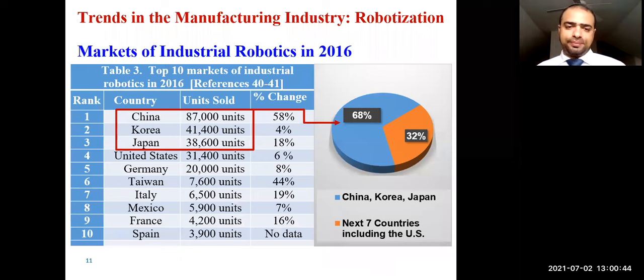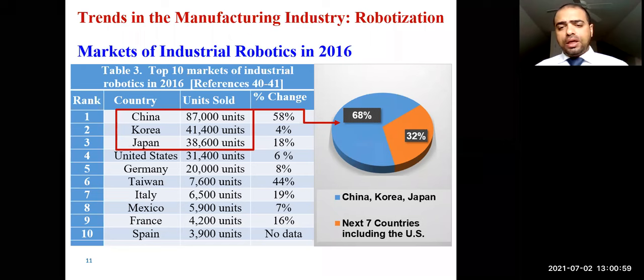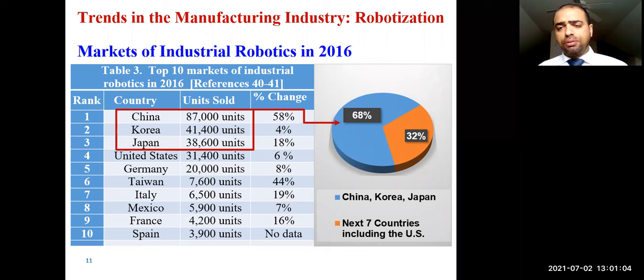Now let's look at the market. So this was in 2016. In 2016, as I said, East Asia, China, Korea, Japan, dominated the robotics market, the industrial robotics market. As you see, if you take the first 10 nations by market size, you'll see that China, Korea, Japan dominate almost more than two thirds of the world market. And the next 7 countries, including the United States, only 32%.